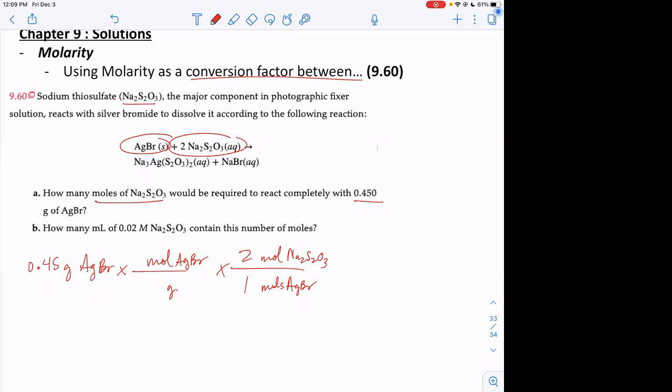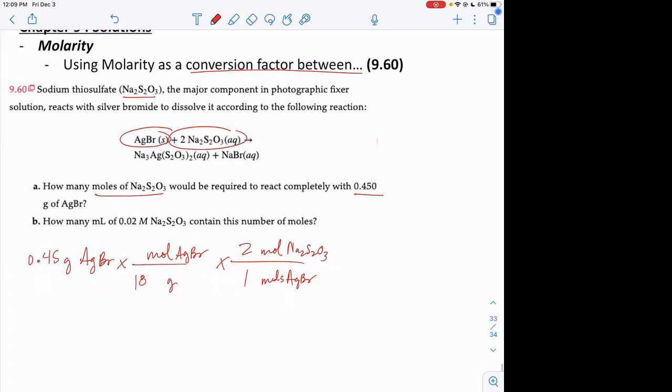What's the molar mass? It's 187.77 for 1 mole. So you would do 0.45 divided by the 187.77 times 2. And you would find that it's 0.004. Whoops, I wrote a 7. 48 moles.